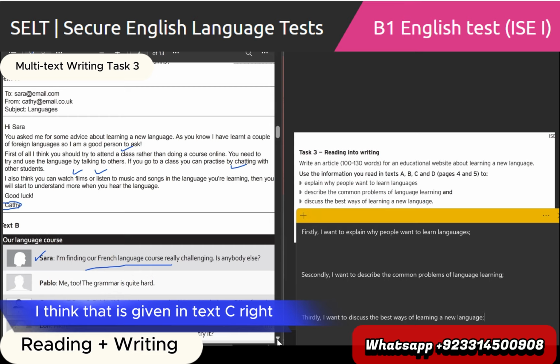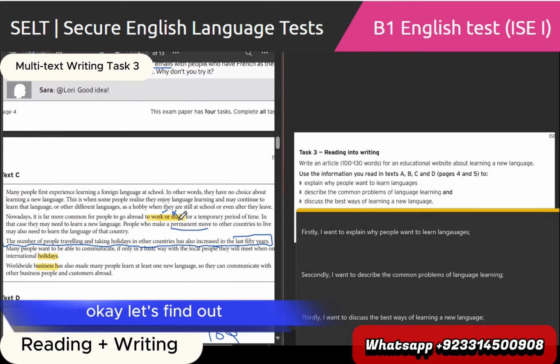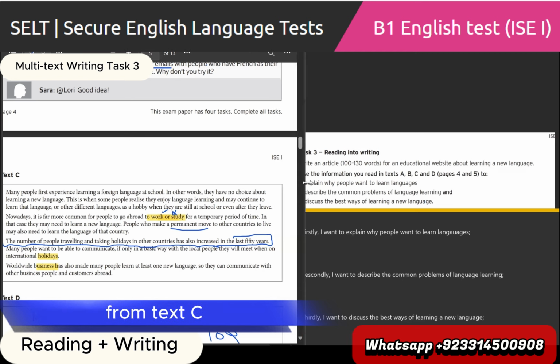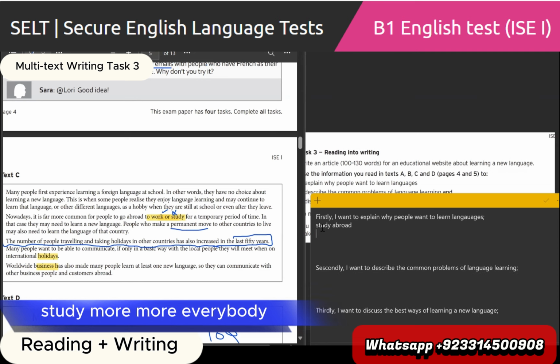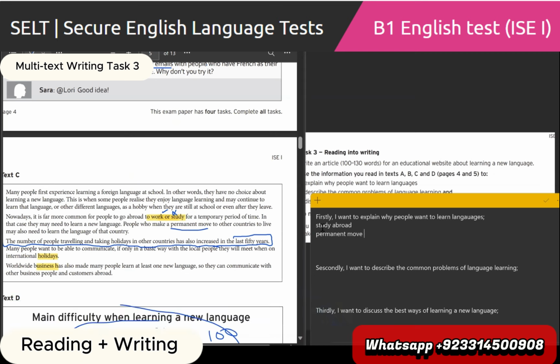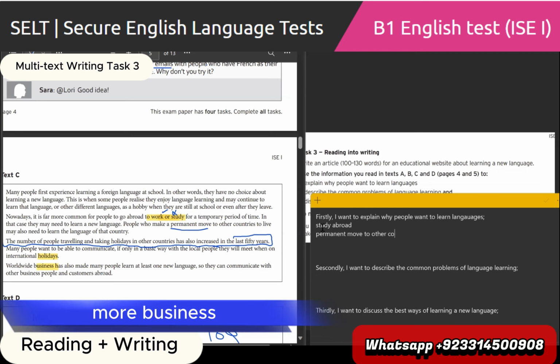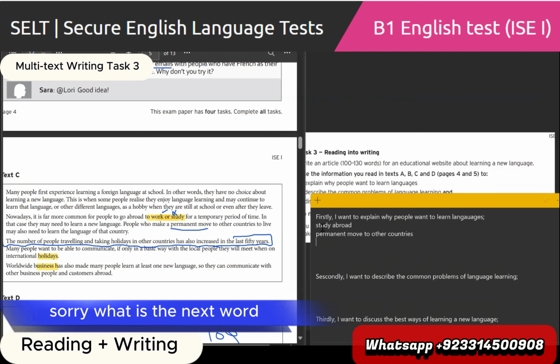I think that is given in text C, right? Why people want to learn languages. Okay, let's find out. You tell me why people want to learn languages from text C. Study abroad. Okay, I'm just making points here first. After that, we will write that. Okay, study abroad. More. Everybody, give me points. Permanent move to other countries. Traveling and taking holidays. More. Business.